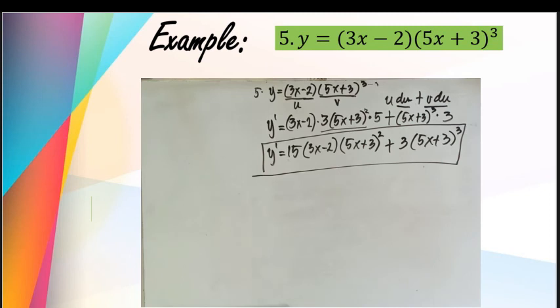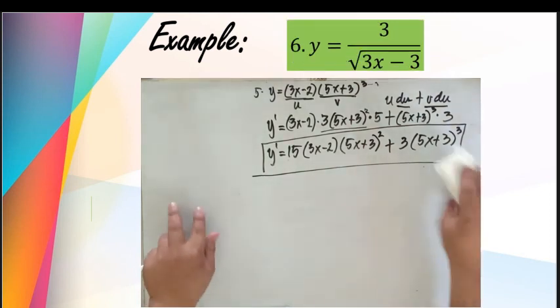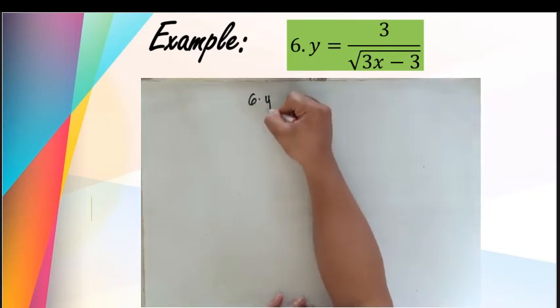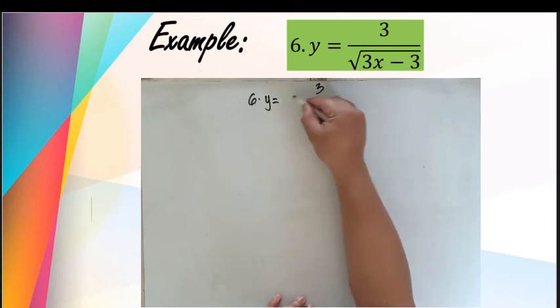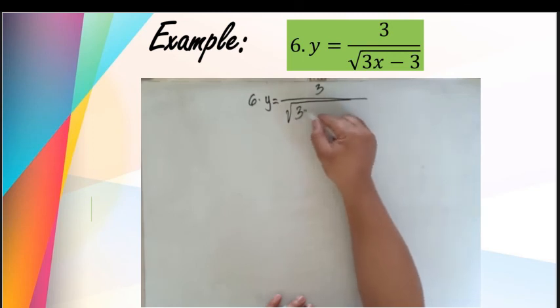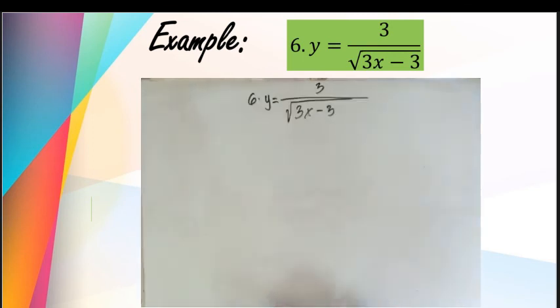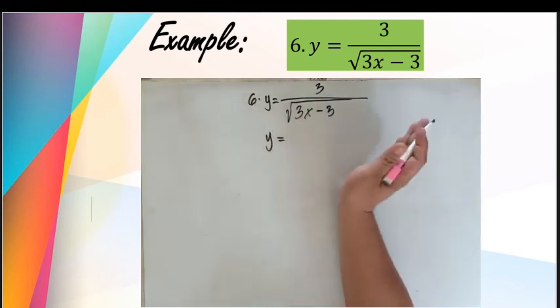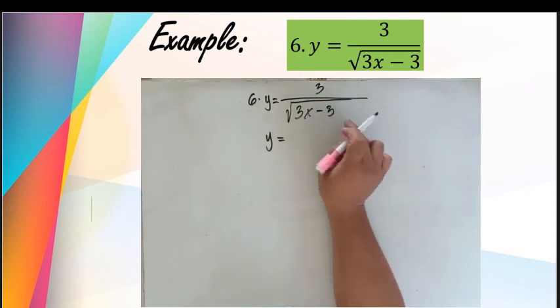Okay, so let's proceed to the sixth example. From the sixth example, we have the given y is equal to 3 all over the square root of 3x minus 3. Okay? So for us to apply the chain rule again here, we need to transform or convert the given radical form into its exponential form. So let's rewrite. I did not put prime here because I'm not yet solving the derivative. I am just rewriting it.